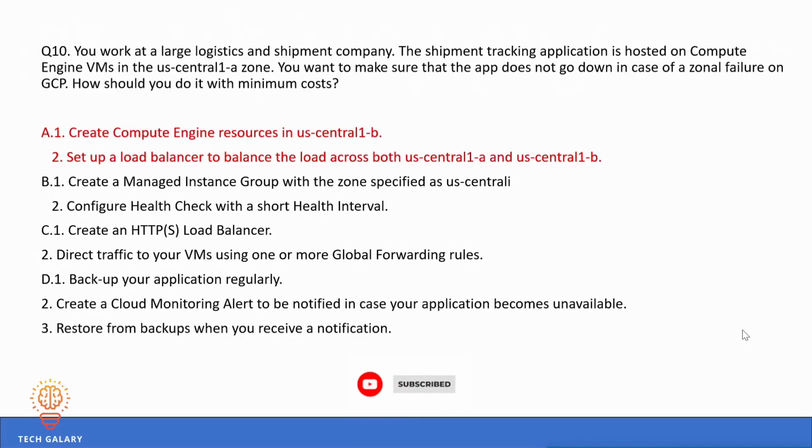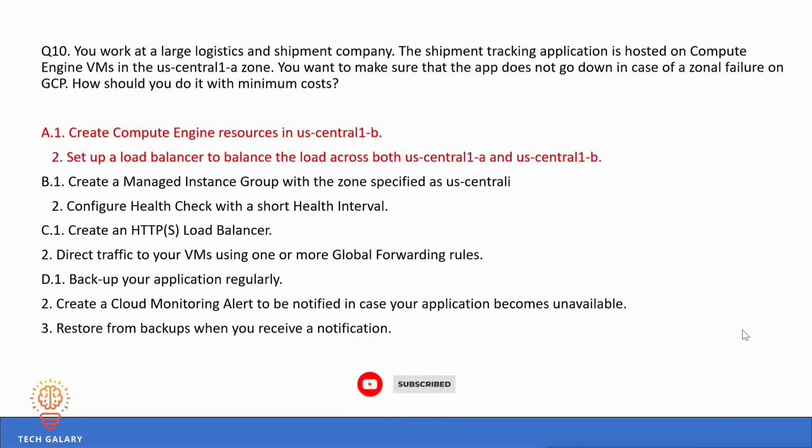Moving to option C, create an HTTP load balancer. Direct traffic to your VMs using one or more global forwarding rules. Here also, creating a load balancer will not ensure that the app does not go down when there is a zonal failure. And creating a load balancer will not automatically provide high availability. So option C is incorrect.